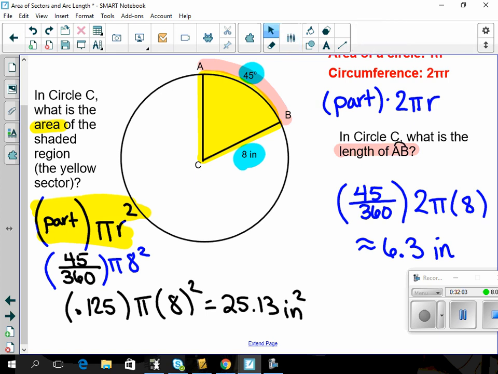So arc length, we are using the portion of the circumference. Area of a sector, it's the portion of the area of the whole circle. How do we feel so far? Not bad, right? It's something we kind of already know. It's just that portion that's different. Do you agree? All right, let's try another one.